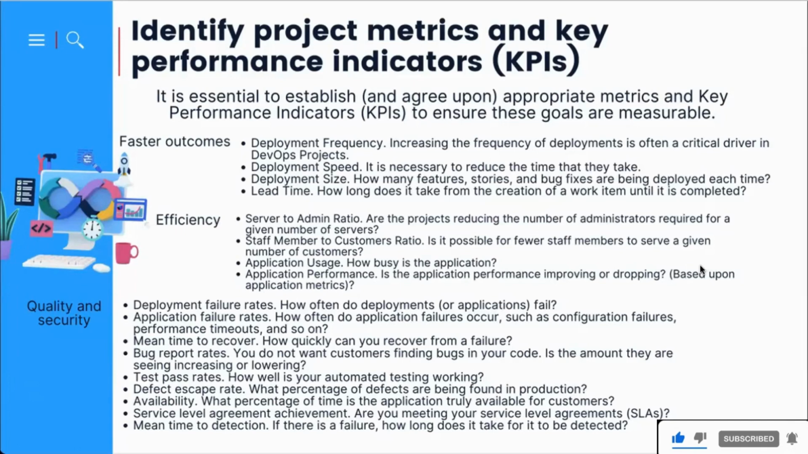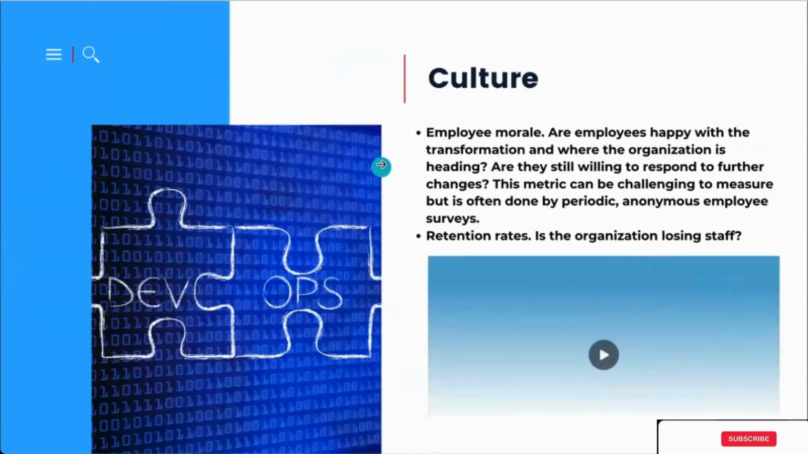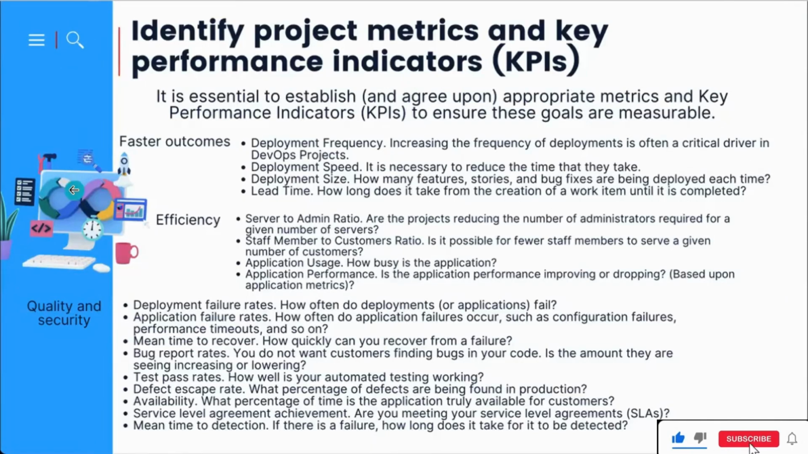Efficiency: server to admin ratio. Is the project reducing the number of administrators required for a given number of servers? Staff members to customer ratio: it is possible for fewer staff members to serve a given number of customers. Application usage, how busy it is, and application performance based upon the application metrics.